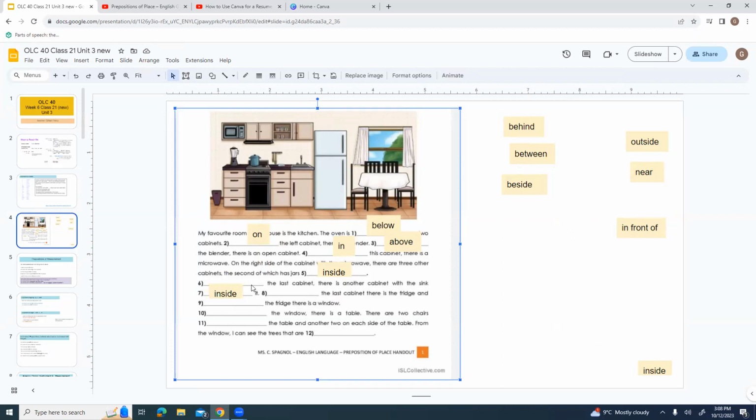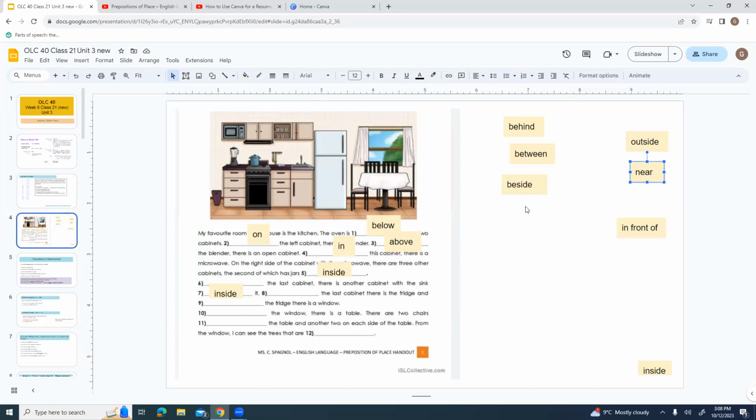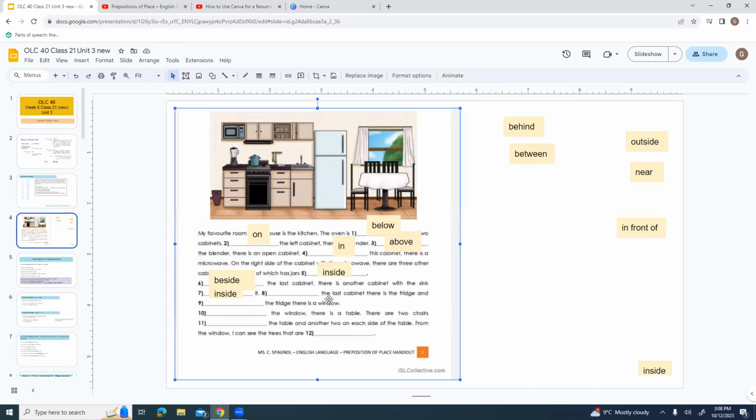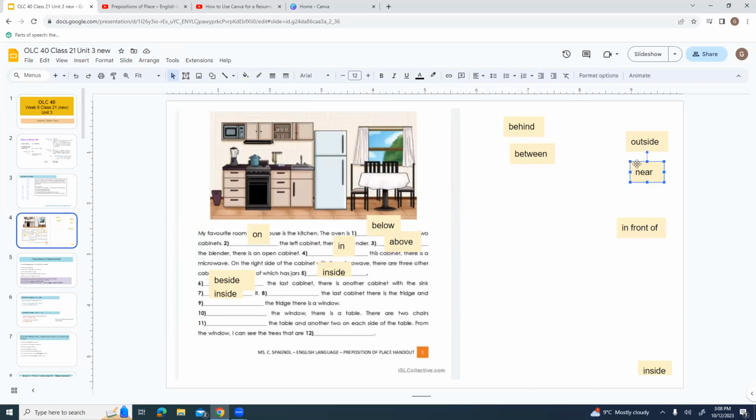In front of, next to the last cabinet, there is another cabinet. Next to, in front of, near. Near? Beside the last cabinet. It's a little bit confusing. I guess they're saying this is a cabinet and this is a different cabinet. I guess, I don't know. Something the last cabinet, there is the fridge, and the blank the fridge, there is a window. So I would say near. Next to it almost would also work. Near the fridge is a window.